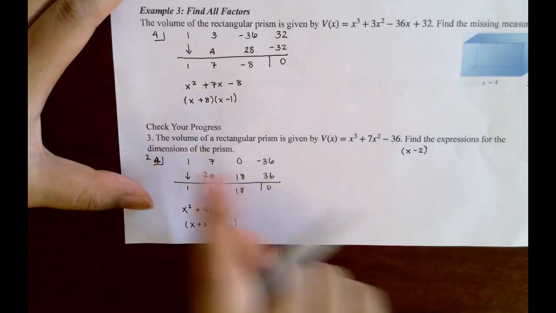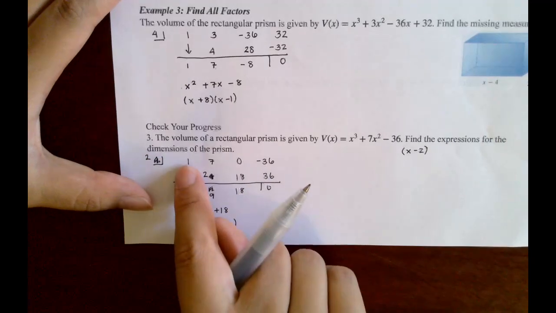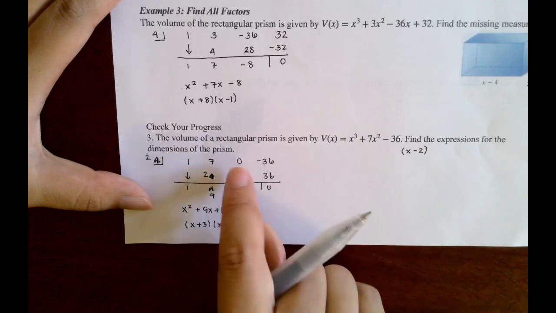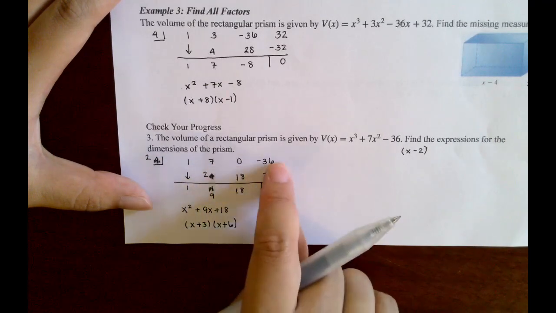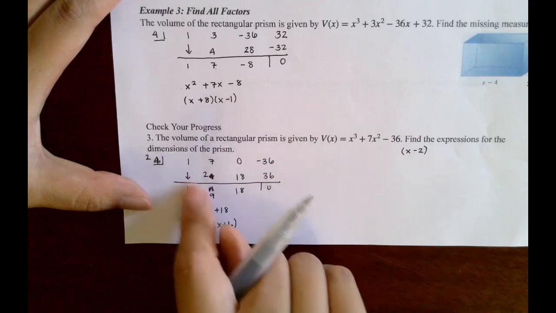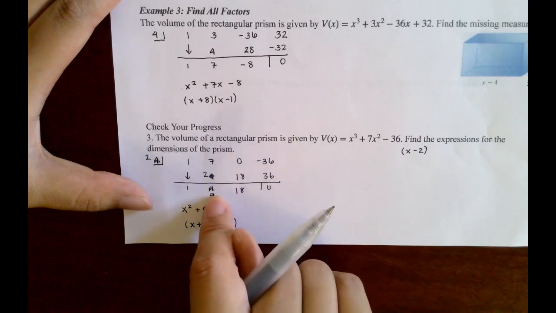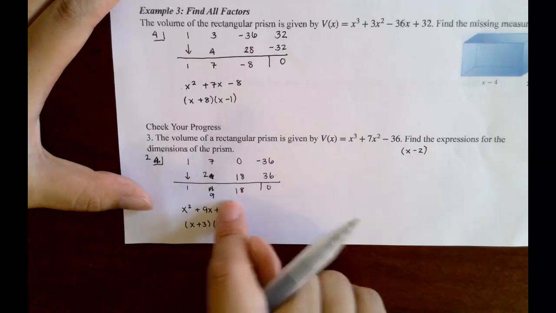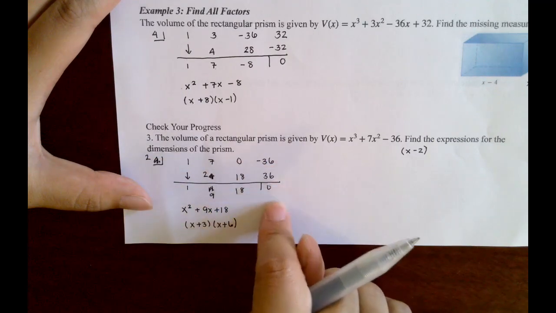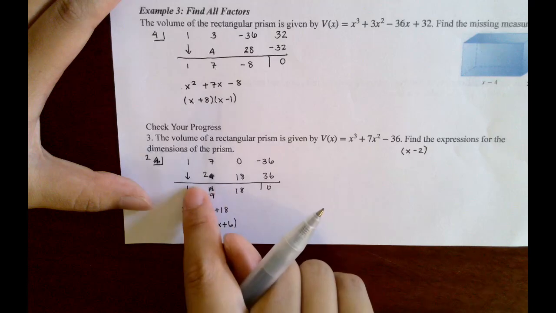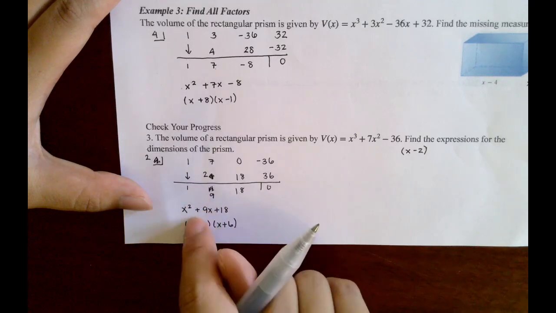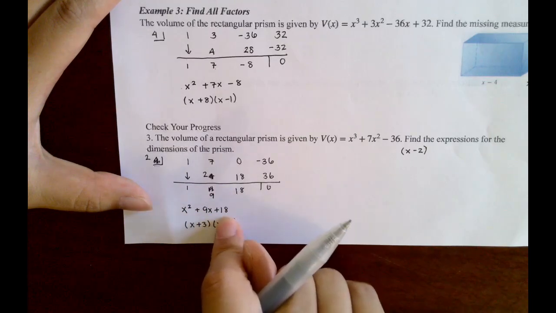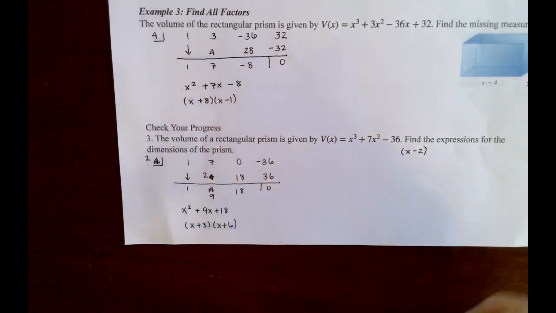So with x minus 2, use 2 here, and then it's 1x cubed, 7x squared. There's no x to the power of 1, and then minus 36. Drop the 1, times 2. Add it, becomes 9, times 2, 18, add it, still 18, times 2, 36, negative 36 plus 36 is 0. My depressed polynomial then will be x squared plus 9x plus 18. When I factor it, it's x plus 3 and x plus 6.